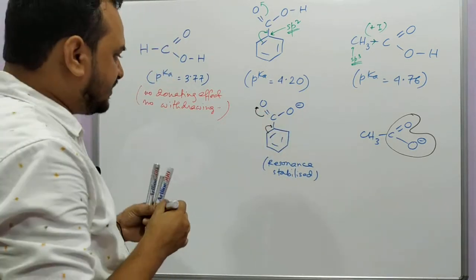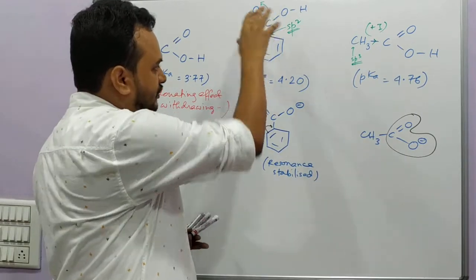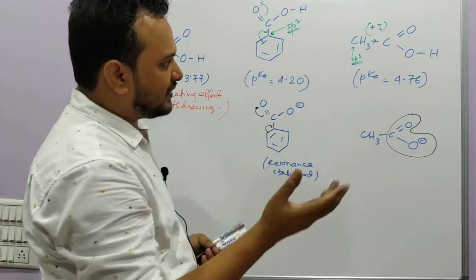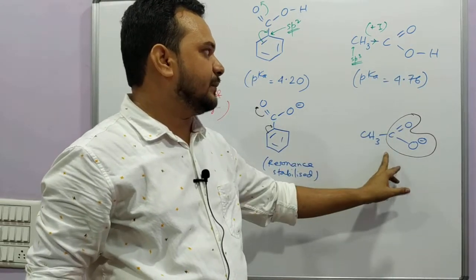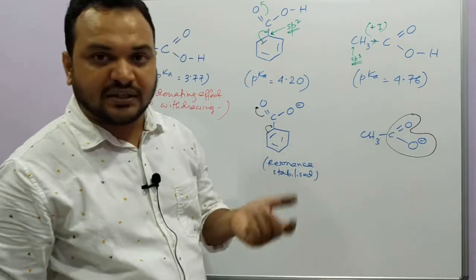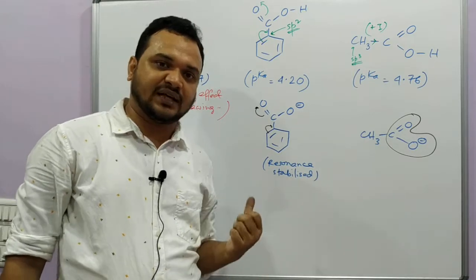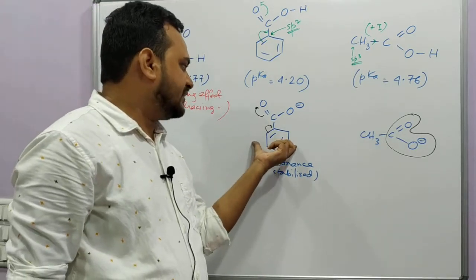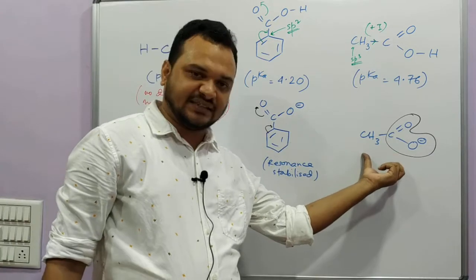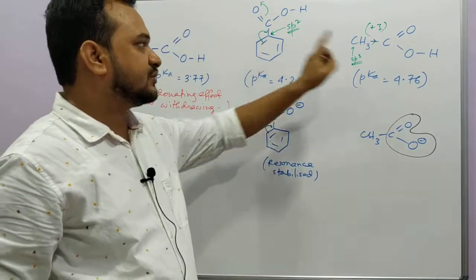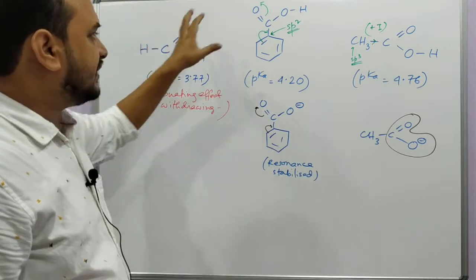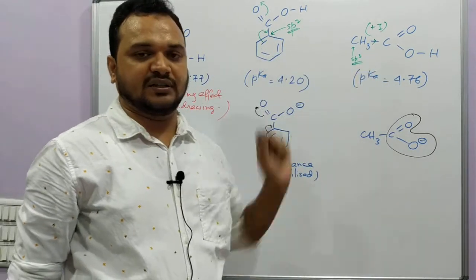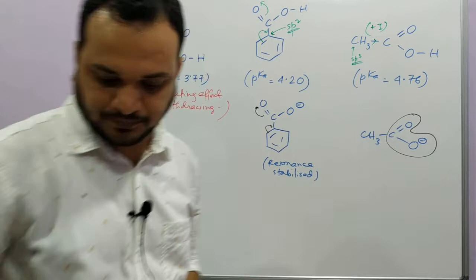So the resonance stability of the conjugate base of benzoic acid is far greater than the resonance stability of the conjugate base of acetic acid, and we know greater the stability of the conjugate base, stronger is the acid. So benzoate is more stable than acetate, hence benzoic acid is stronger than acetic acid. So the final result is formic acid stronger than benzoic acid, stronger than acetic acid.